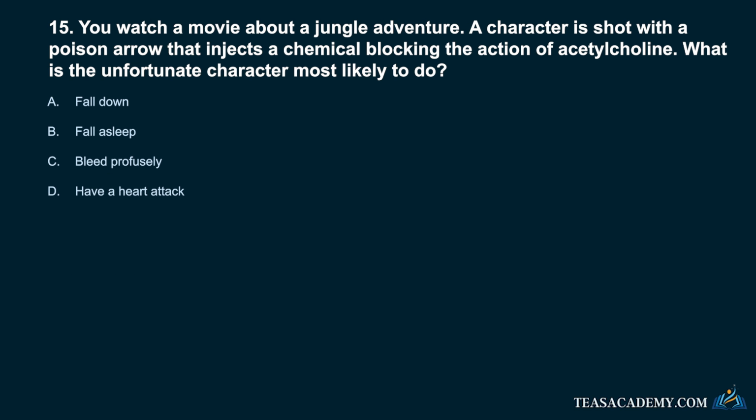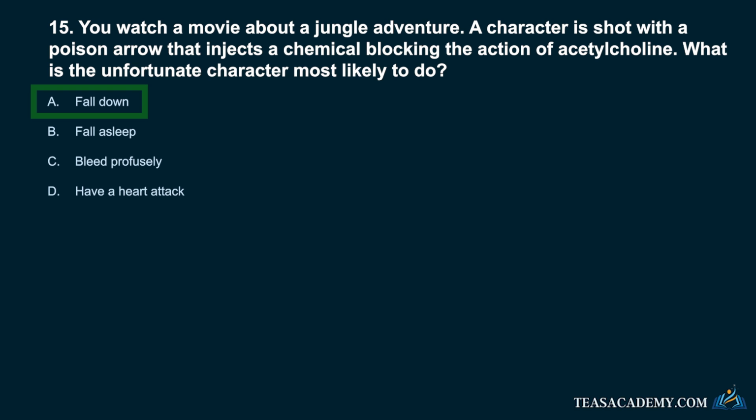15. You watch a movie about a jungle adventure. A character is shot with a poison arrow that injects a chemical blocking the action of acetylcholine. What is the unfortunate character most likely to do? A. Fall down, B. Fall asleep, C. Bleed profusely, D. Have a heart attack.